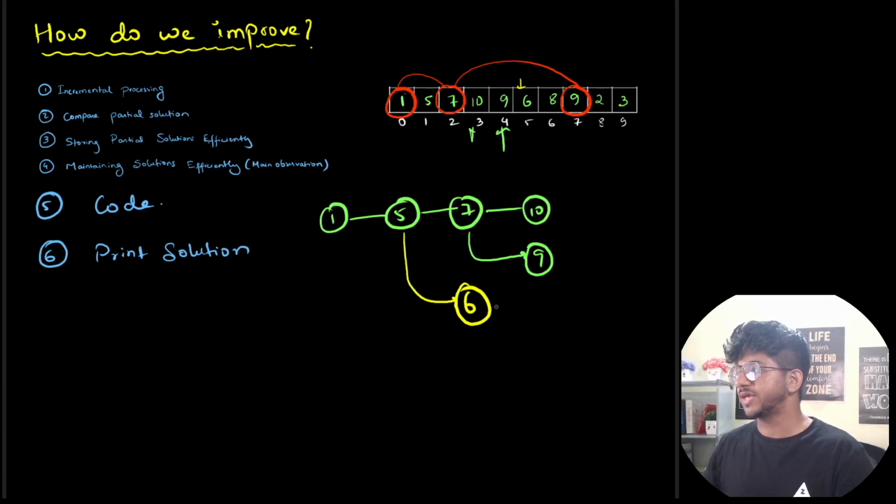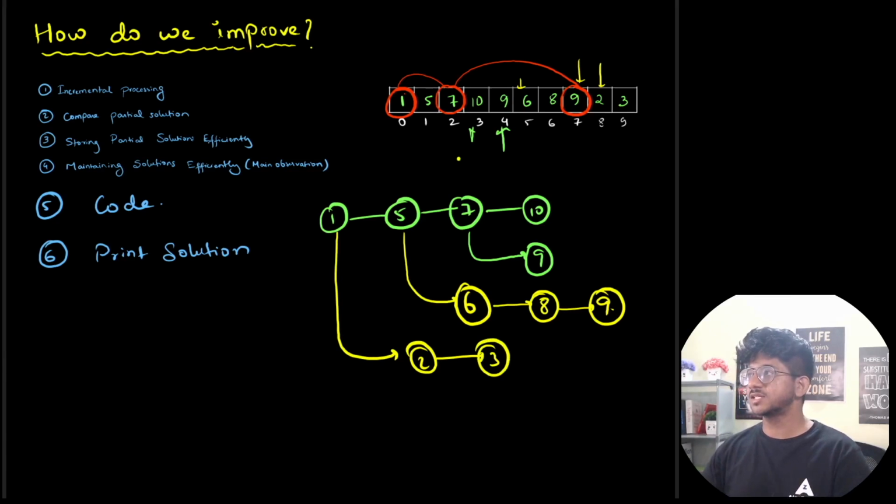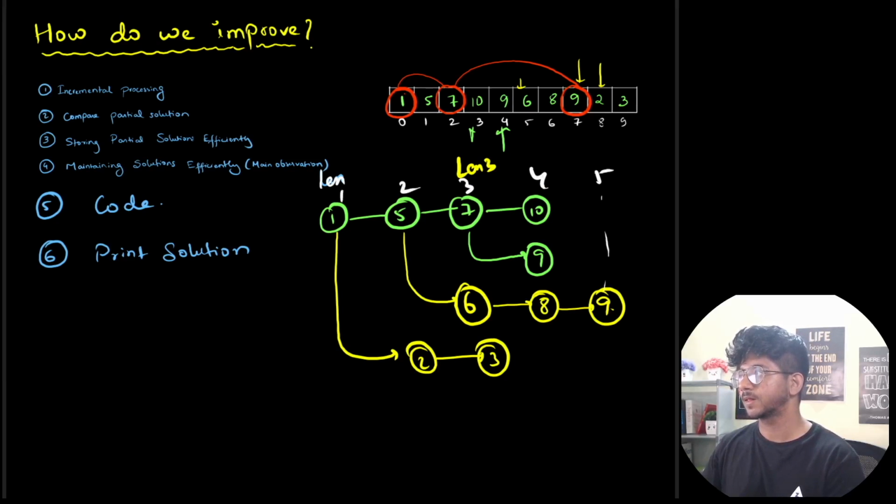Then we got an 8. So we extended 6 with an 8, right? Then we got a 9. So we extended 8 with a 9, right? Then we got a 2. So we extended 1 with a 2, okay? Then we got a 3. So we extended this with a 3. So this is length 3. And this is going to be length 1, 2, 3, 4, 5, right?